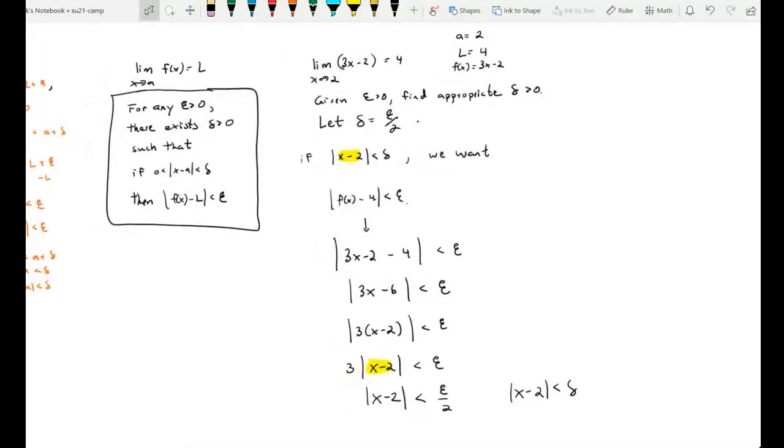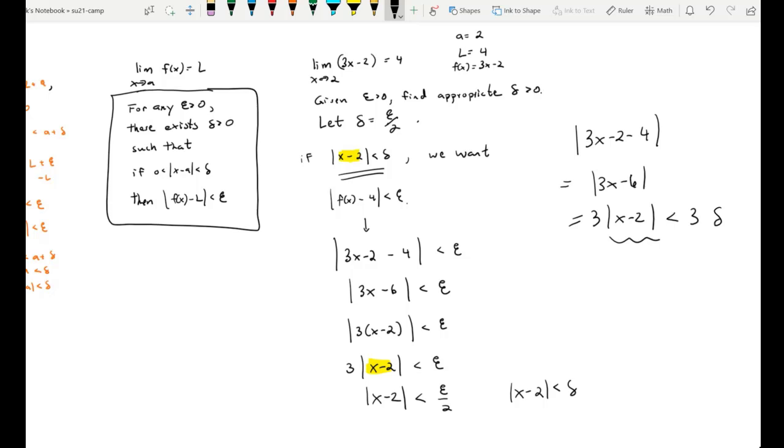And we can maybe prove it. It's really just a repeat. So we have our function minus the limit, that's equal to 3x minus 6, factor out 3. So now we know that the absolute value of x minus 2 is assumed to be less than delta. This is going to be a little tricky, but we're going to leave 3 alone, but replace this factor with delta, which we know is bigger. So the whole expression is bigger.